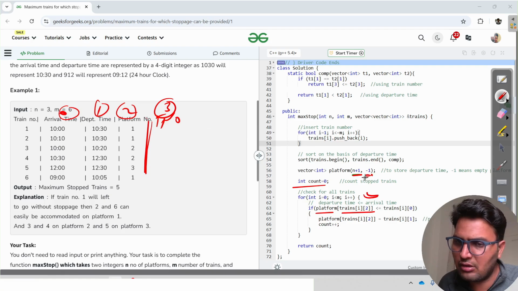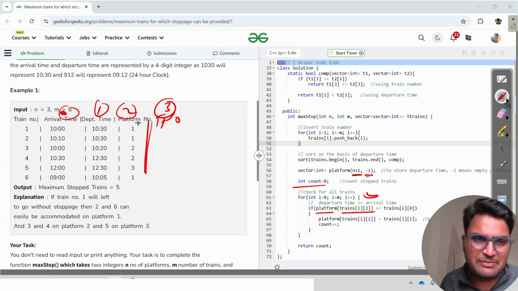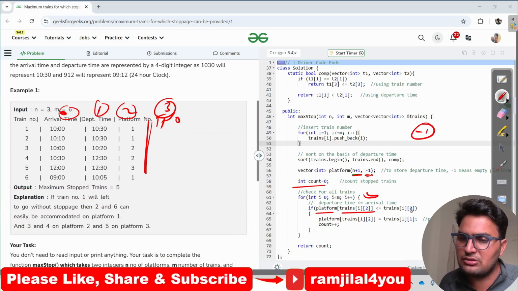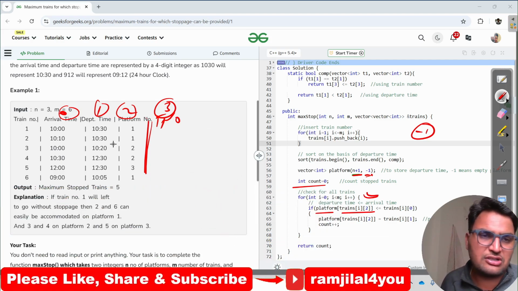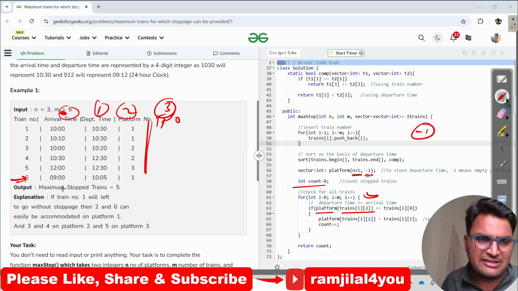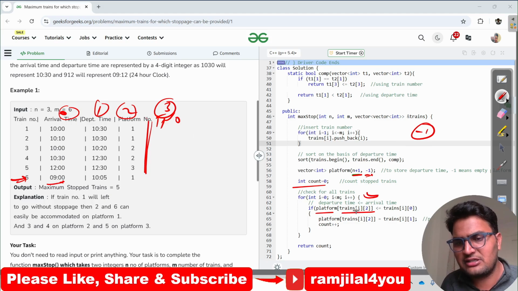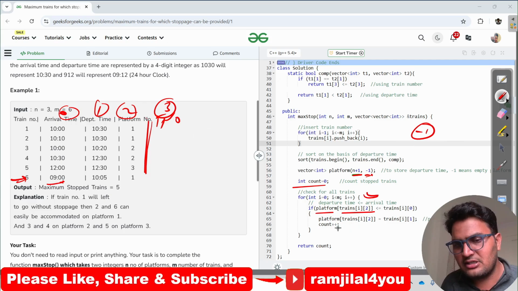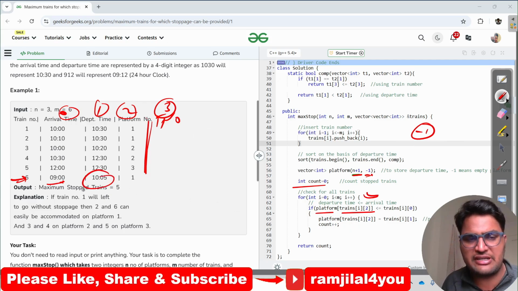See, here I have inserted -1 for all, correct? So for example this one, platform number 1 initially will have the -1 value, right? So the -1 value will be less than or equal to train i's 0 index. i0 means the arrival time of train i. Train i would be here 0. So train 0's arrival time, after sorting, would be the first entry, correct? So here arrival time is 9, and this is -1, correct? So then it will go here and update the data on platform number 1, right?